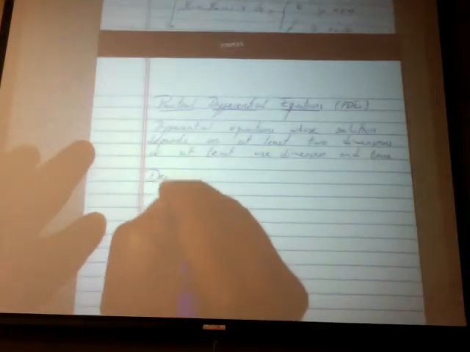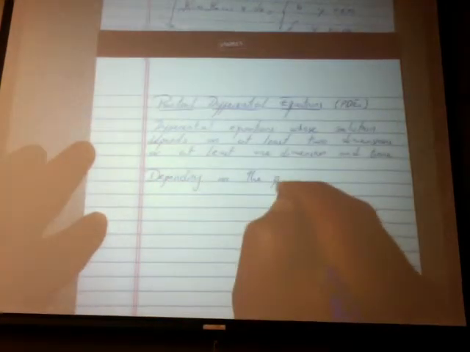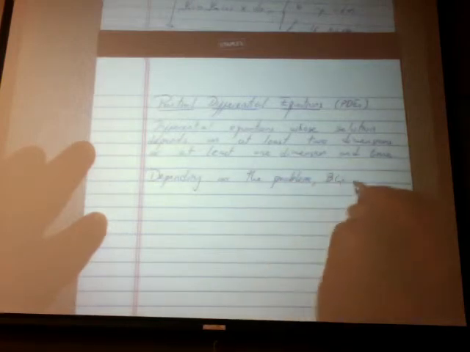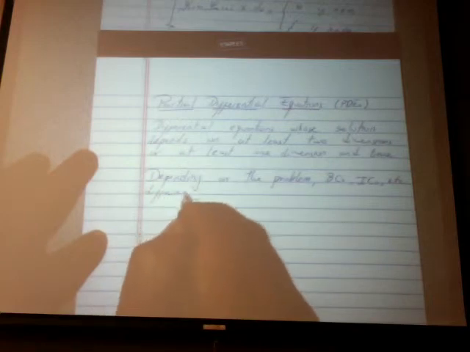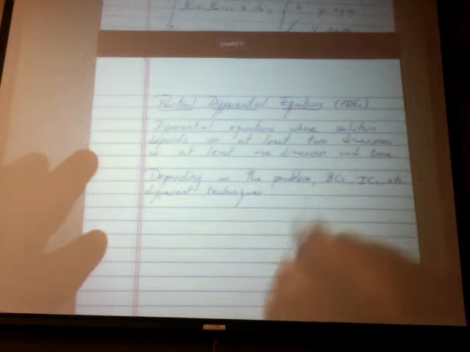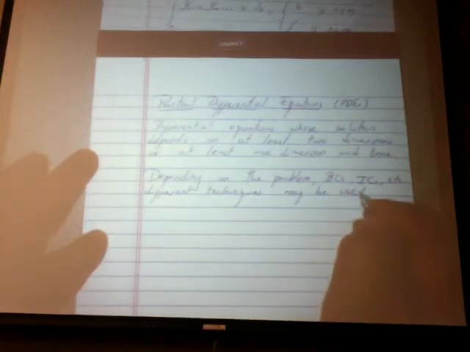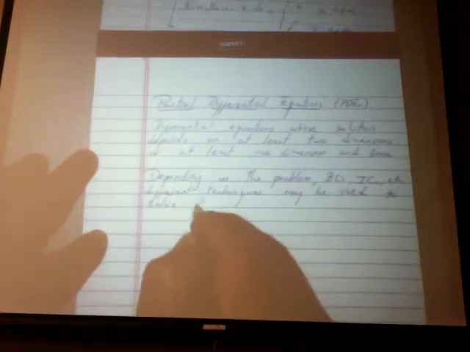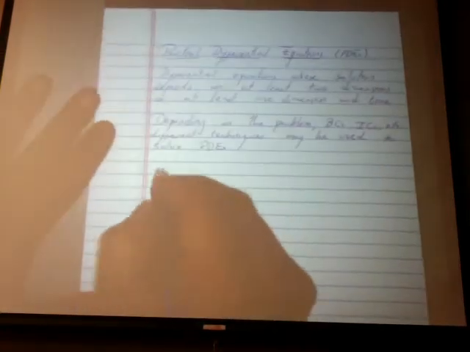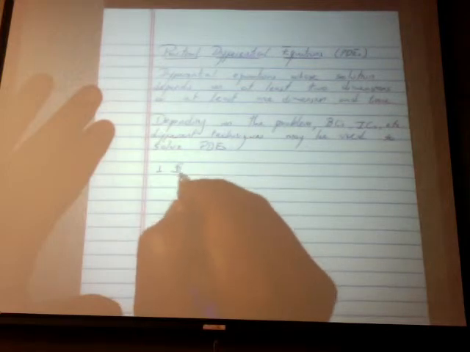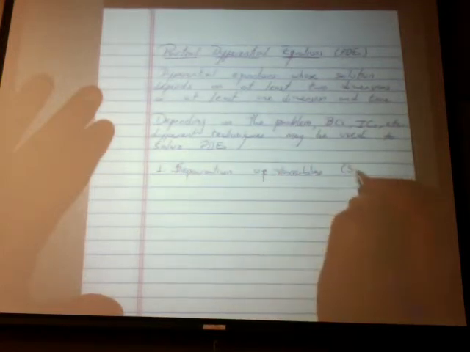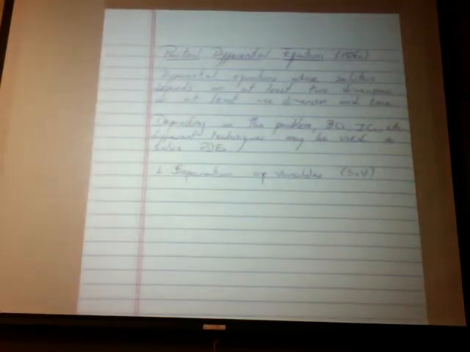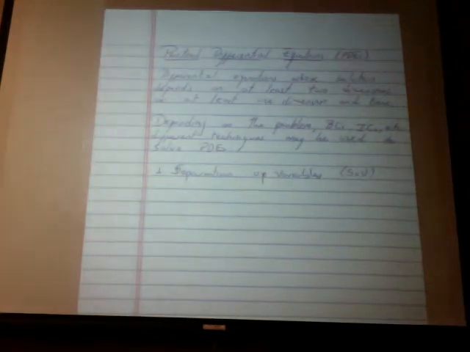Now, depending on the problem, boundary conditions, initial conditions, etc., different techniques may be used to solve PDEs. One is called separation of variables. Very simple technique, but its applicability depends on many things. Okay? So it's very limited in its application.